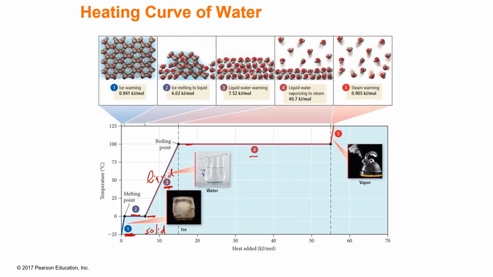Step 4, we're transitioning between the liquid and the gas. We're adding energy to change it from the liquid into the gas phase. And then step 5, we are heating that gas further. So we are in the gas phase and continuing to heat it.